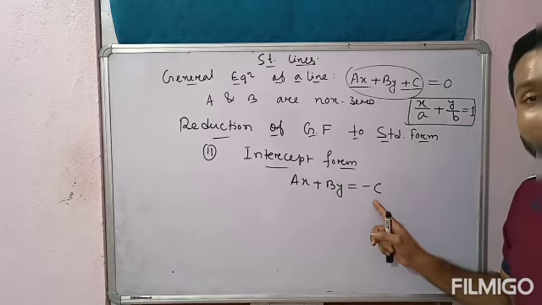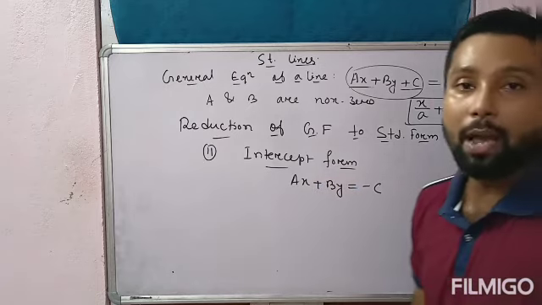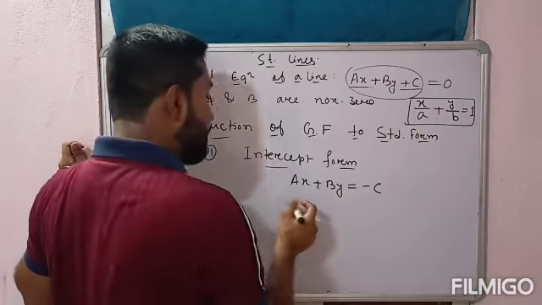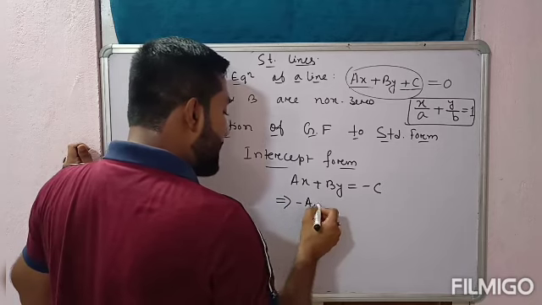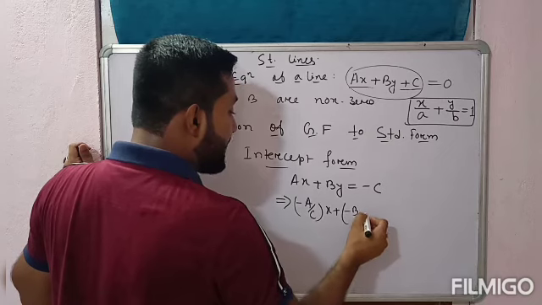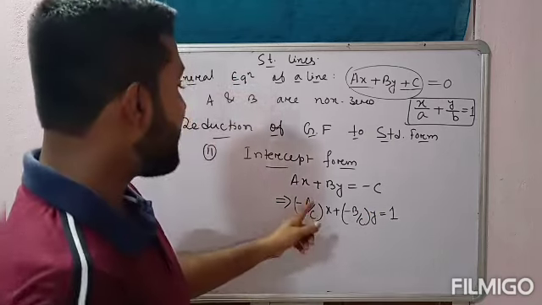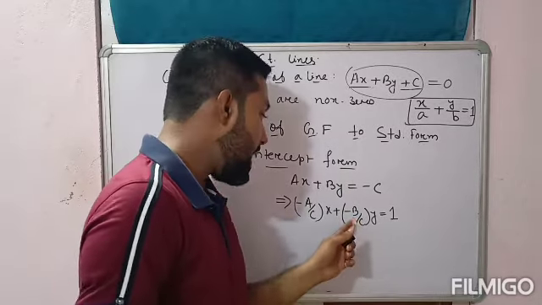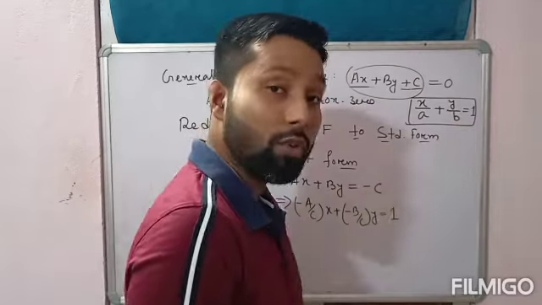But here it is minus c. So what you have to do to get 1? Divide both sides by minus c. So if you divide both sides by minus c, then see what will happen? Minus a by c of x plus of minus b by c of y, which is equal to 1. Yes? Minus a by c of x plus of minus b by c of y, this is equal to 1. क्योंकि राइट हैंड साइड में 1 होना चाहिए.